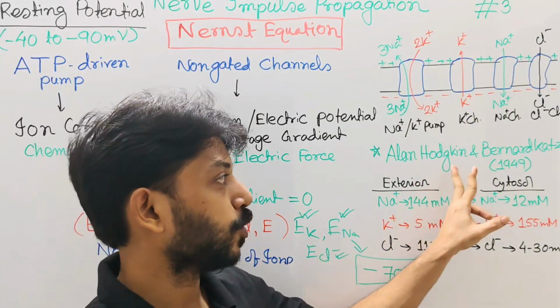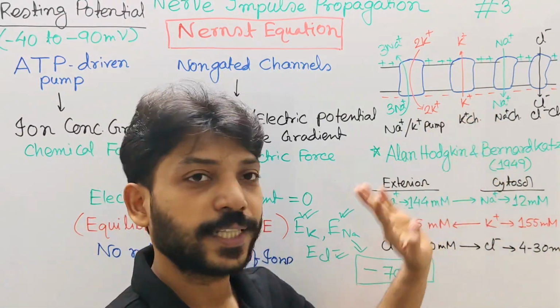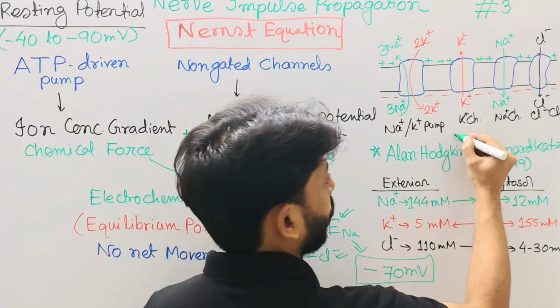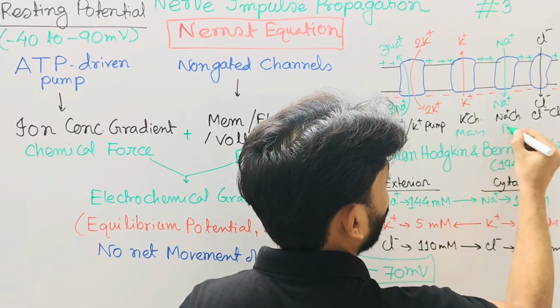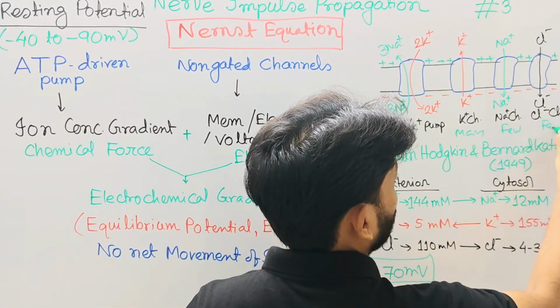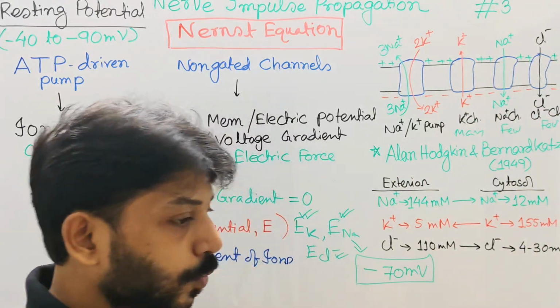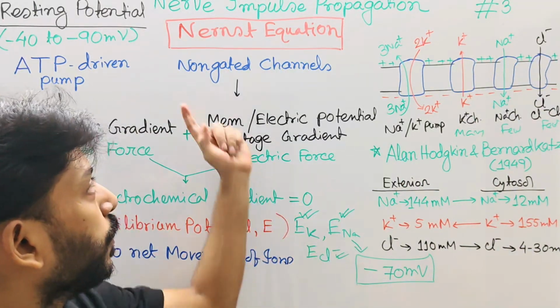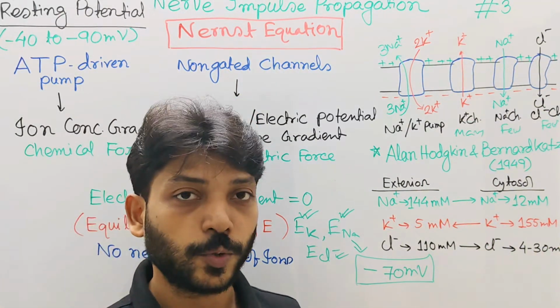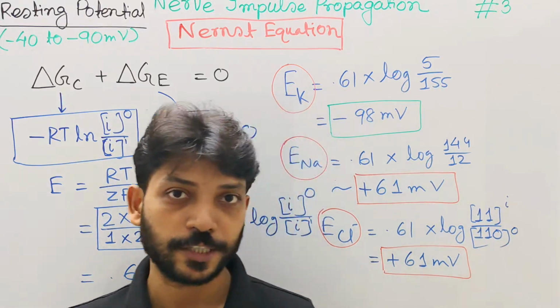Now through this experiment, we know that potassium channels are open. Many potassium channels remain open, and very few sodium and chlorine channels are open. Now we will also validate this value with the Nernst equation. Let me show you how the Nernst equation is derived.